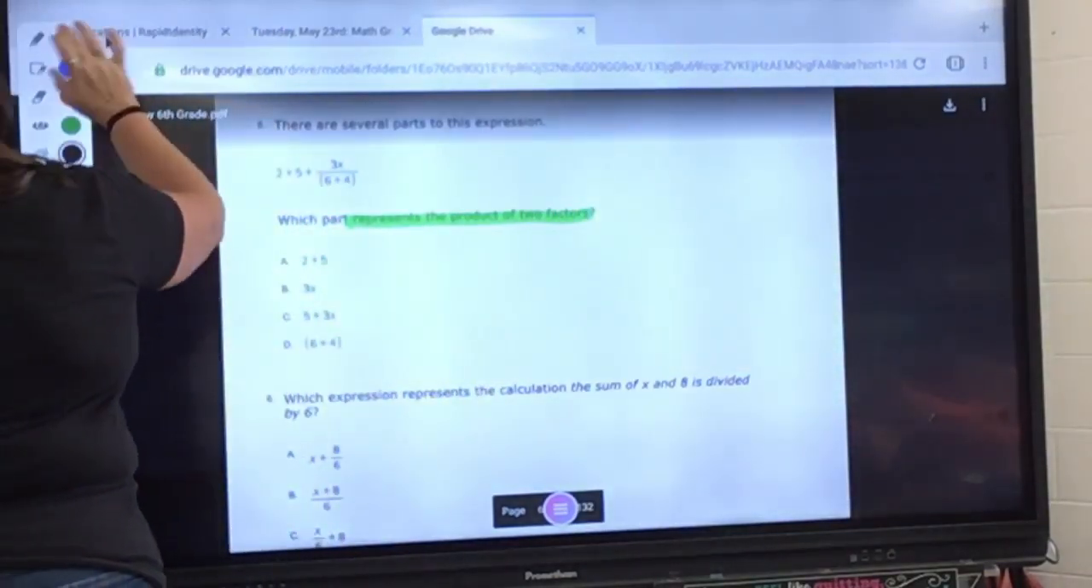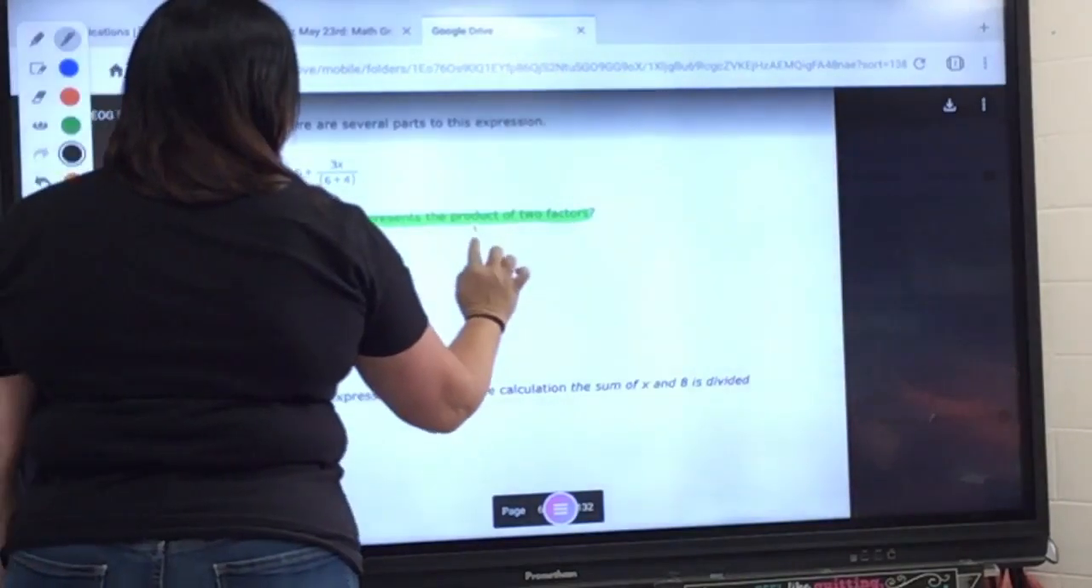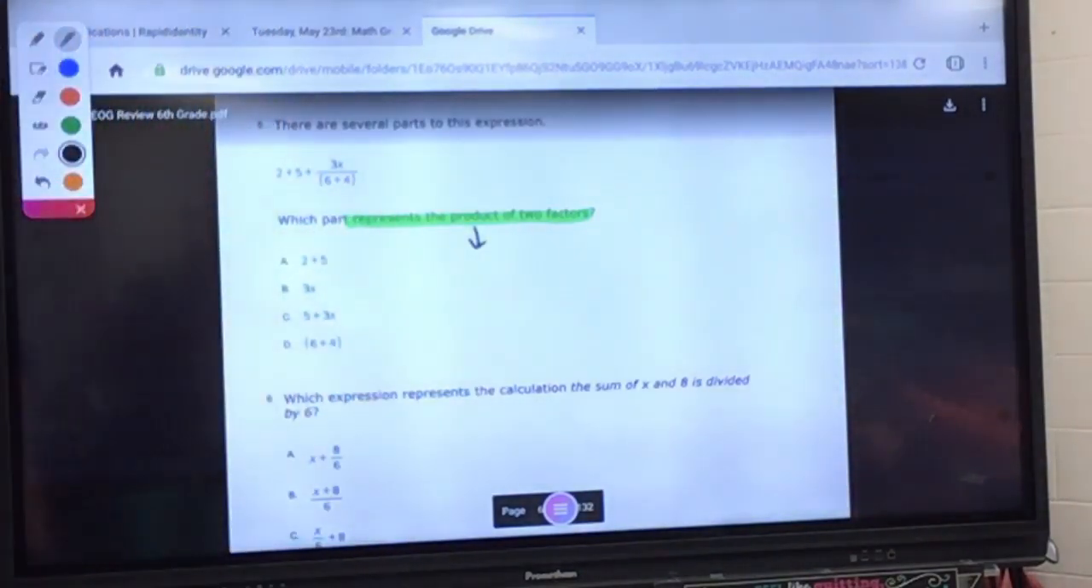Now let's talk about this word product. What does product mean? What operation? If you're not sure, well, look around the room. It might be up somewhere. Joey, what does product mean? You're right, it is the answer to what? Subtraction, addition, multiplication, or division.